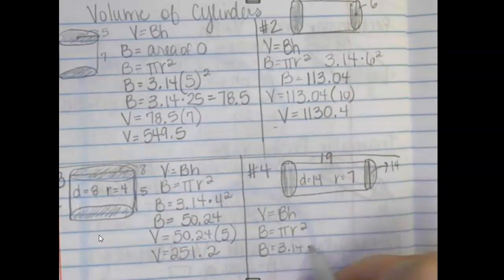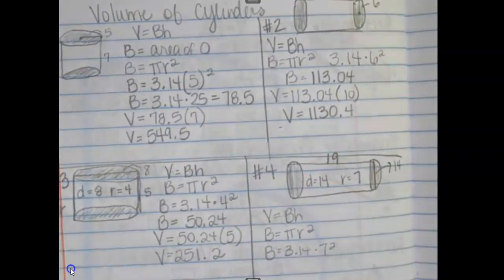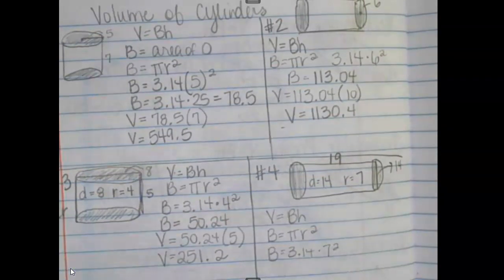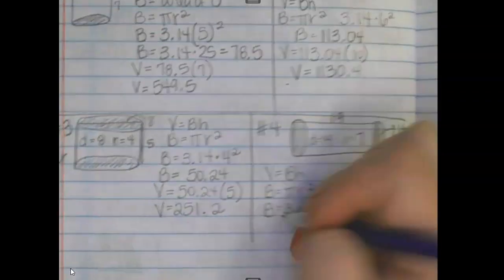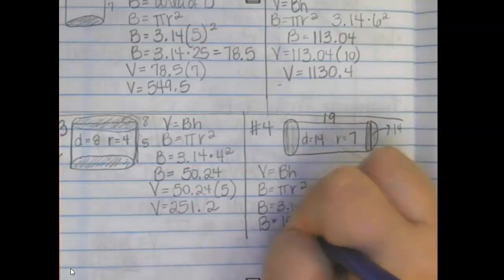So I'm going to do 7 squared. All right, so 7 squared is 49, so I'm going to do 3.14 times 49. And I get a big B, 153.86.